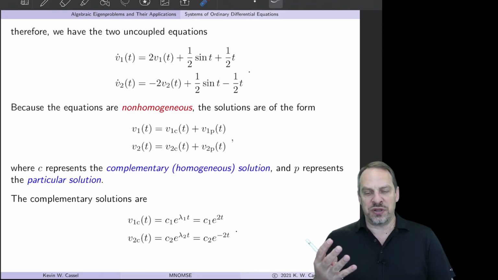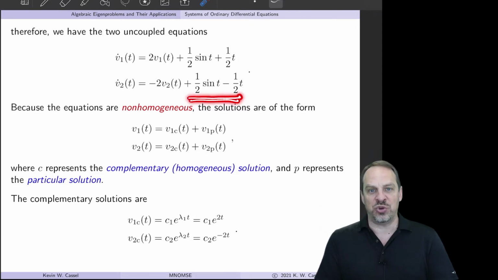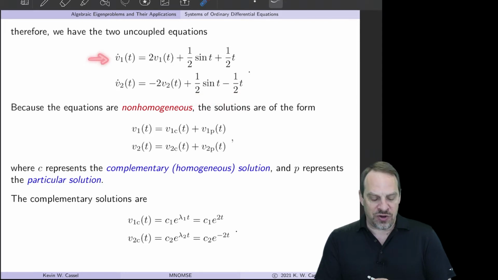So I've written those out right here, those two equations. They're, again, fully uncoupled. So now is the new part, and that is, how do we solve these given the fact that they are non-homogeneous? We have these non-zero f's. So now we have our two uncoupled equations for v1 and v2.